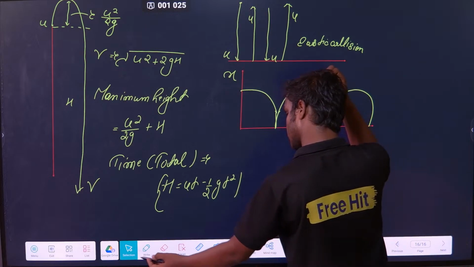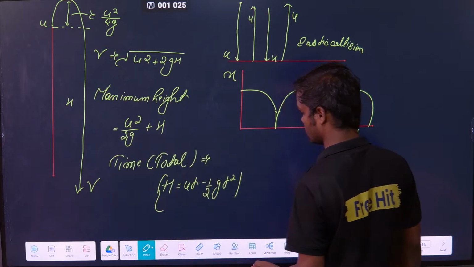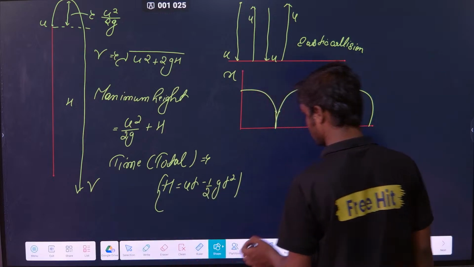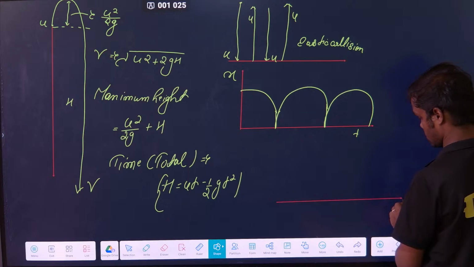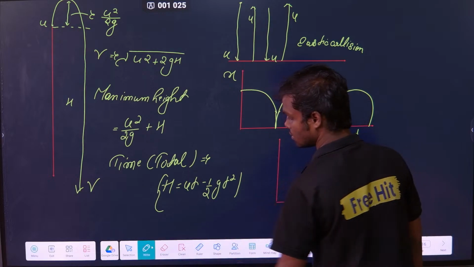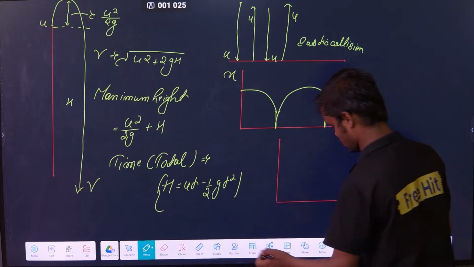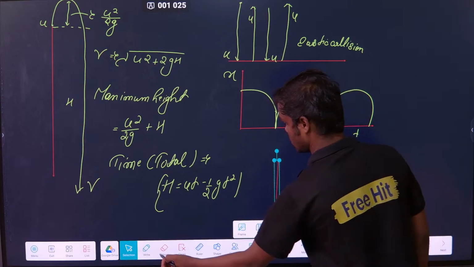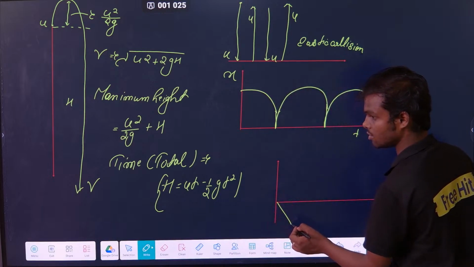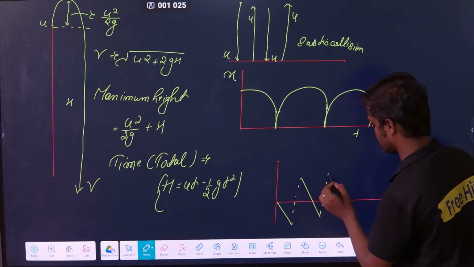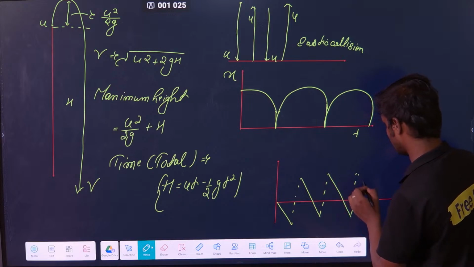Correct. Second graph. If I ask you, in this case only, what is the velocity versus time graph? You can clearly see, first the velocity is decreasing, then directly it becomes positive, then it starts decreasing, then it becomes positive again, like this.